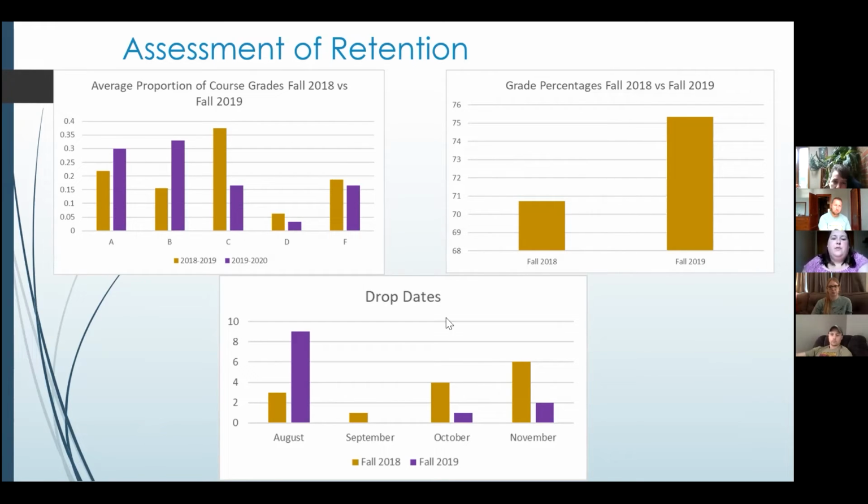I also saw with drop rates that, yes, we had quite a few drops in August that first week, but that's pretty normal when students realize maybe this isn't the class for them. But compared to 2018 and 2019, I had relatively few drops after we actually started the project, which I saw as very promising, showing that this project really did help keep the attention of students.